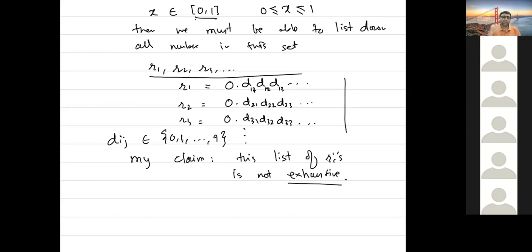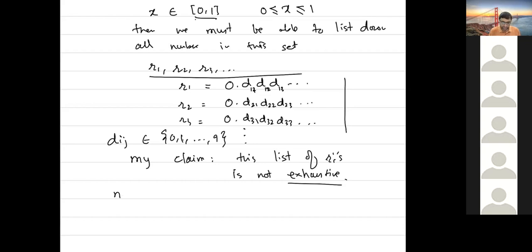So no matter how many numbers you include in this list, I can always create a new number which is not in this list. And how can I create this number? I'm not sure what these Dis are, right? They could be anything. They could be zeros or ones or twos or threes or fours or whatever. So what do we do? We do a very simple thing.